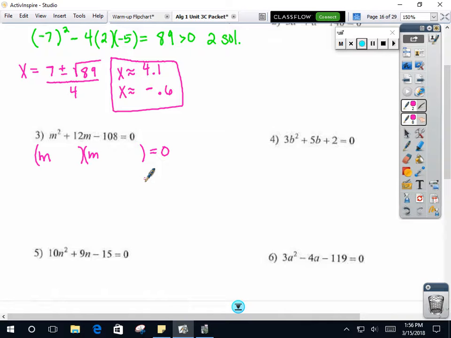Anybody got them yet? Anybody? What's 108 divided by 6? 18. So it's a positive 18 and a negative 6, because 18 minus 6 is 12. 18 times -6 is -108. Well, if these are the factors, aren't the final solutions going to be a -18 and a +6?